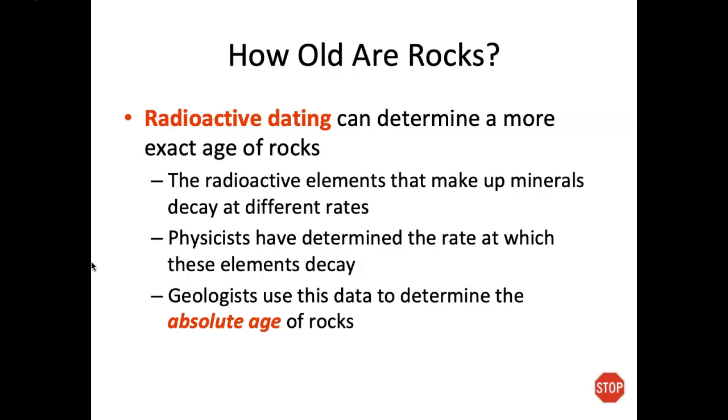And this is known as absolute aging. By using this radioactive decay, we can then come upon what we would call the absolute age, or the actual age, of that rock.